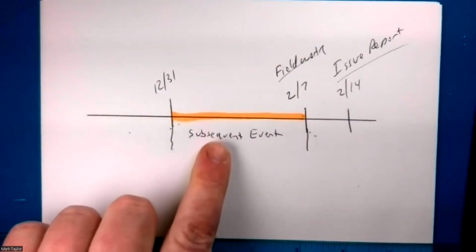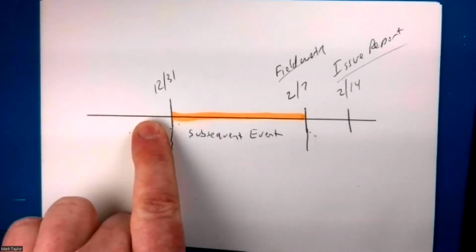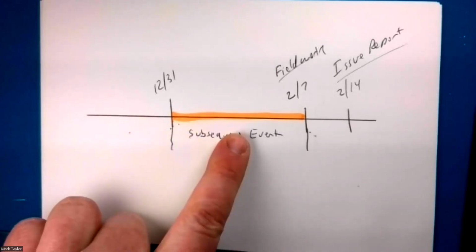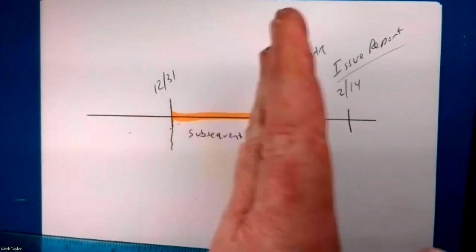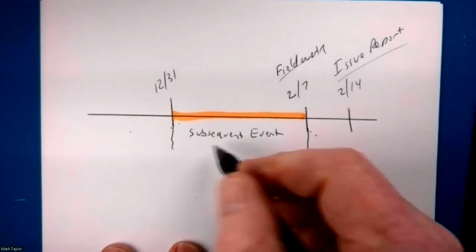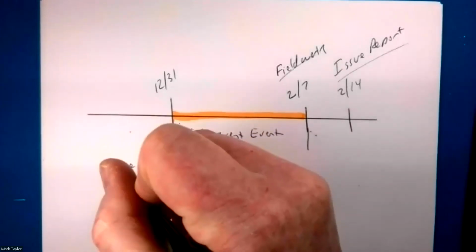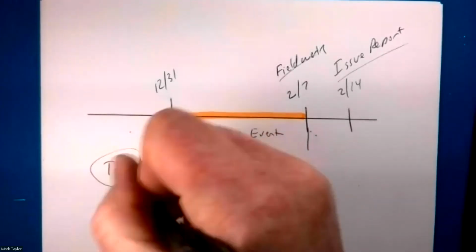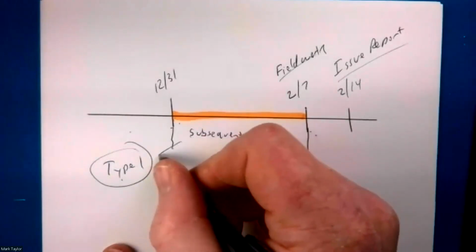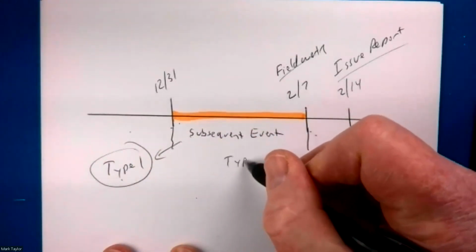There are things that happen, and it's possible that they were already on the books over here, and now we just have more information. Could also be something completely new that happened, so it would be type 2. So if the subsequent events existed at year end, type 1. If they did not exist at year end, they're type 2.